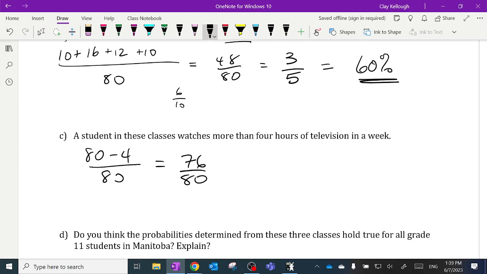Anybody know what goes into those two numbers? Hint, how far apart are they? Yeah, they both have a 4 in them. So that's 19 out of 20. And again, if you had to leave it as a fraction, you'd stop there. If you prefer a percent, that's 95% of all students in those 3 classes watch TV more than 4 hours a week.